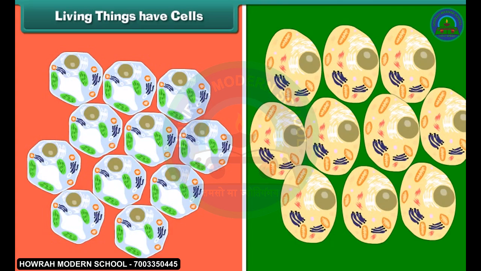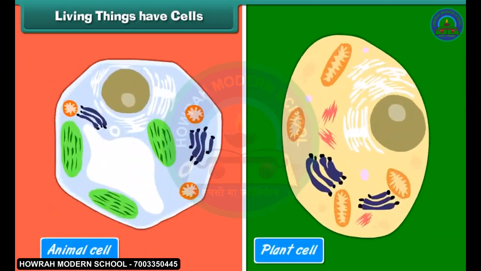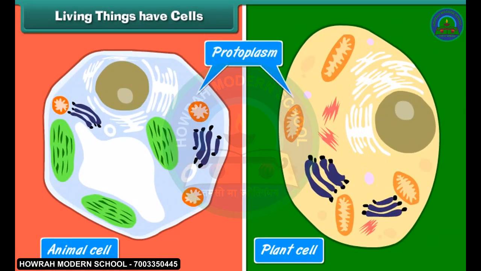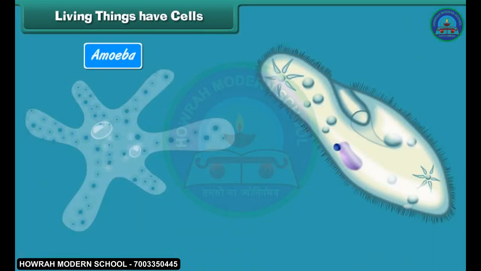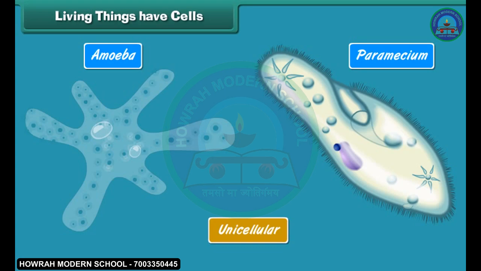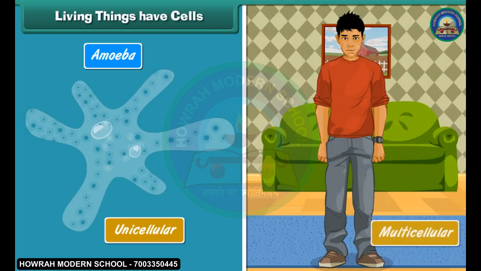Cells are considered to be structural and functional unit of life. The cells are made of protoplasm or living matter. All the body functions and properties of life are due to protoplasm. Some living organisms like amoeba, paramecium are made up of one cell only, they are called unicellular. Organisms made up of many cells are called multicellular.